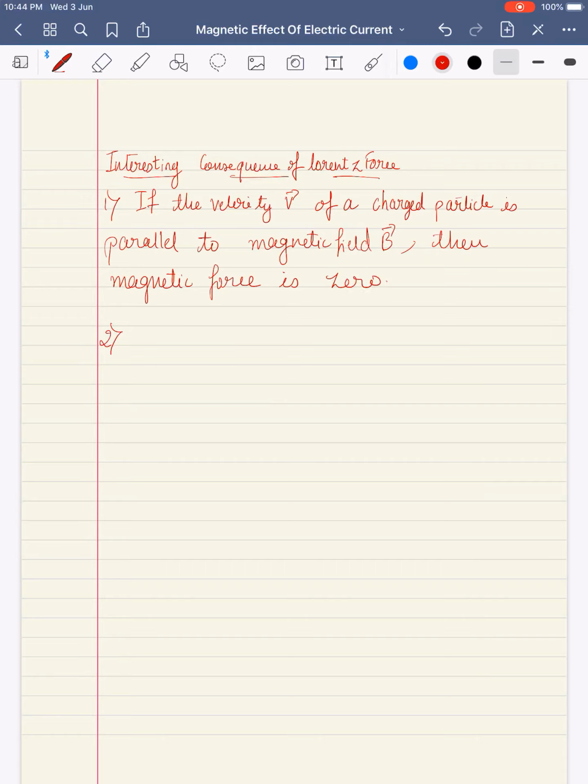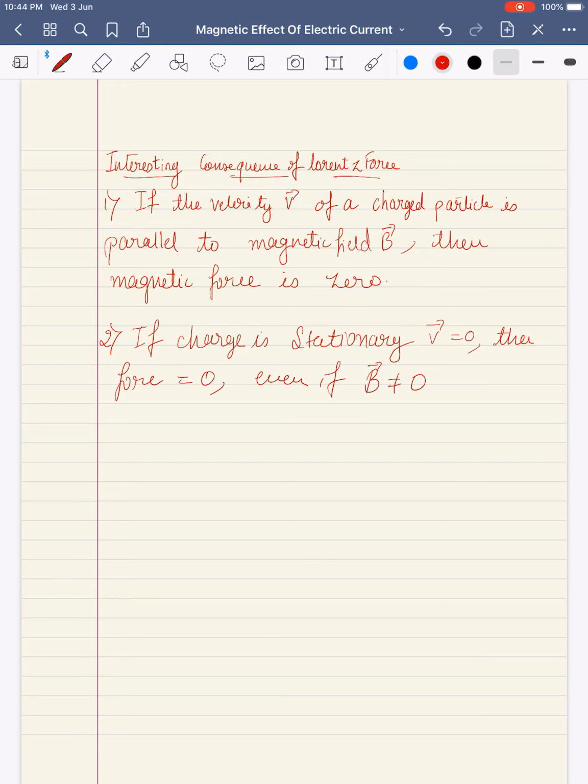The second condition is if the charge is stationary, then the velocity vector will be equal to 0. So the force is equal to 0 even if the magnetic field is not equal to 0. Getting it clearly? Okay. So these are some of the consequences that you need to know.